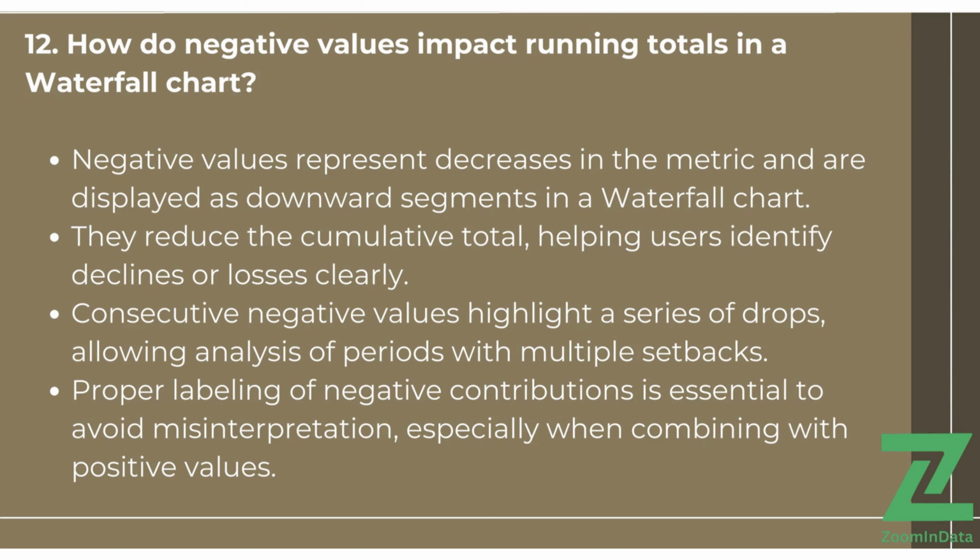12th question: how do negative values impact running totals in a waterfall chart? Negative values represent decreases in the metric and are displayed as downward segments in a waterfall chart. They reduce the cumulative total, helping users identify declines or losses clearly. Consecutive negative values highlight a series of drops, allowing analysis of periods with multiple setbacks. Proper labeling of negative contributions is essential to avoid misinterpretation, especially when combining with positive values.